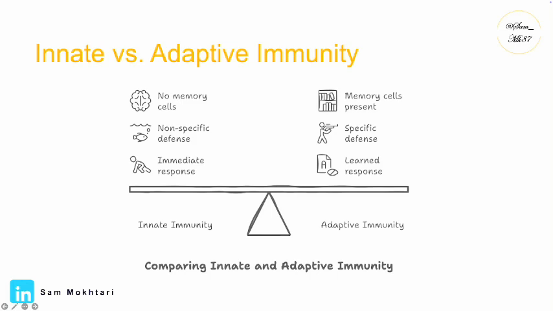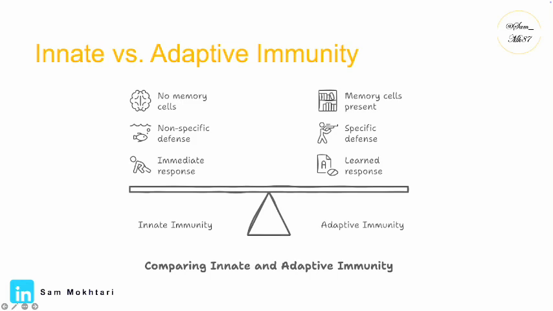So it is a more sophisticated response that evolves over time and is highly specific to particular pathogens. In terms of features, it's a specific defense which is tailored to recognize and attack a particular pathogen. And also it has memory. Once exposed to a pathogen, the adaptive immune system remembers it. This memory allows for a faster and stronger response upon re-exposure to the same pathogen.